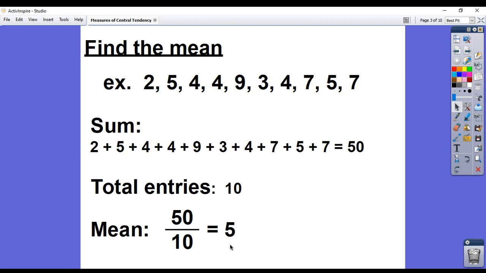When you're finished with the mean, that number should make sense. It seems as though 5 is above some of the numbers and is less than some of the numbers, so therefore 5 makes sense as an average.